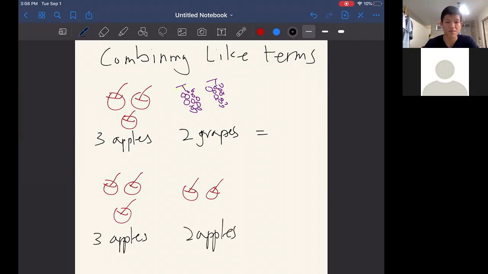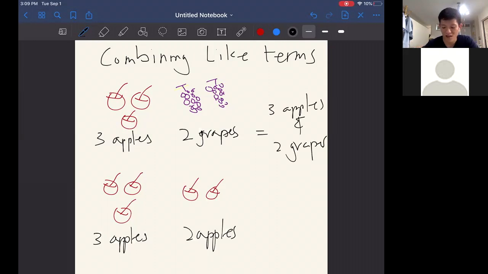Combining like terms. Here, I drew apples and grapes, with my amazing drawing skill. If my friend Joe has 3 apples and another friend Caleb has 2 grapes, then Joe and Caleb together have 3 apples and 2 grapes. Well, obviously, right?